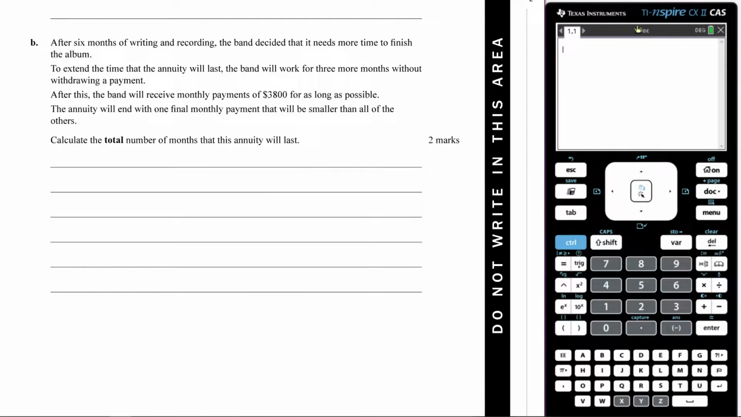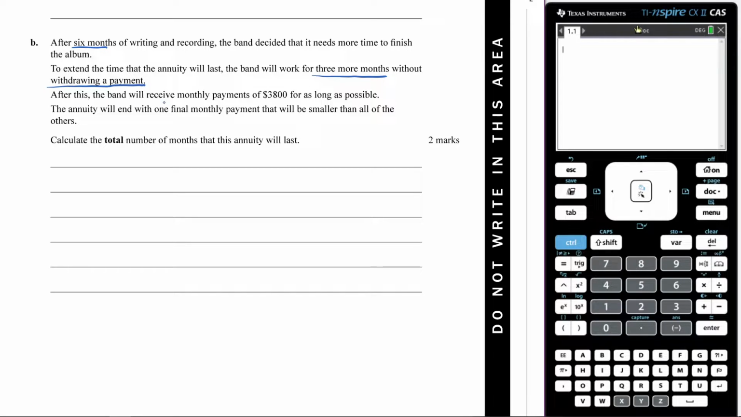All right, let's now answer this final question here. This is where things tend to get a little bit hairy. It says, after 6 months of writing and recording, the band decides that it needs more time to finish the album. To extend the time that the annuity will last, the band will work for 3 more months without withdrawing a payment. So it's going to work 3 months without withdrawing a payment.